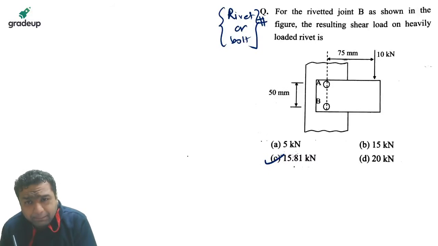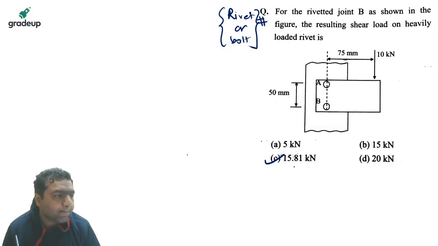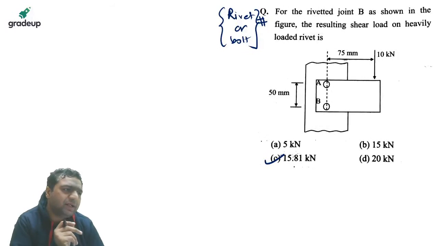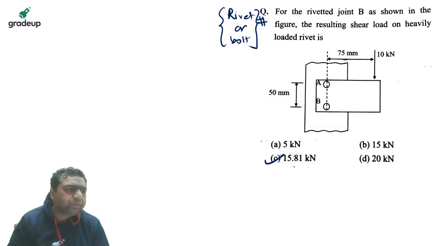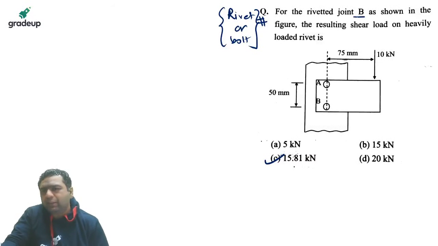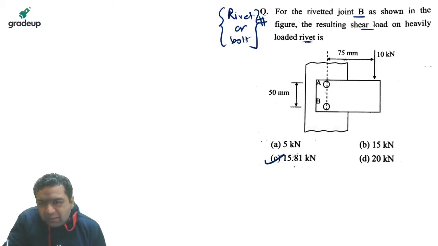And as I said, guys, these are the types of questions in riveted and bolted joints. In both the topics, the questions asked are of the same type. Okay. Yes, for the riveted joint as shown in the figure, the resulting shear load on the heavily loaded rivet. If you see, this time this will be the CG or centroid. So if you will see the effect, you will be making one force.